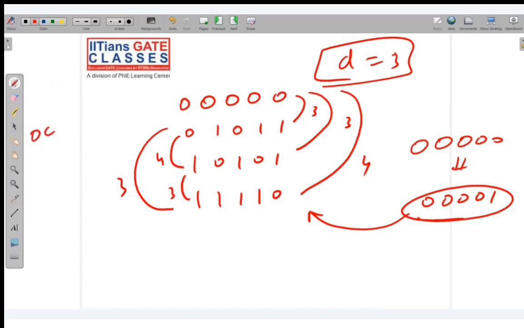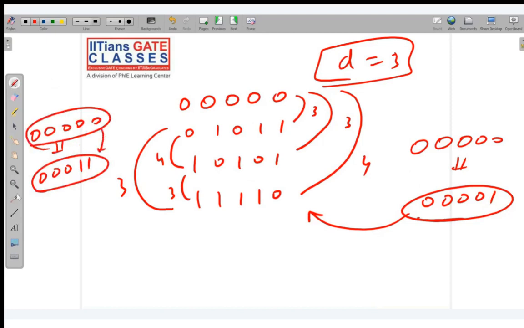Similarly, 1, 2, 3, 4, 5, if the receiver has received this. Now it is guaranteed that the Hamming distance between these two is 2. And here, the minimum Hamming distance was 3. So every valid code word will be at a distance of at least 3 from here. But you are having Hamming distance 2. So clearly this will be an invalid code word and you will be able to detect that error for sure.